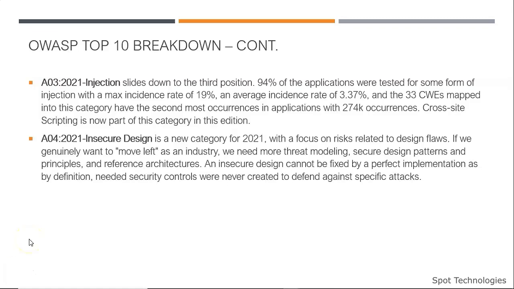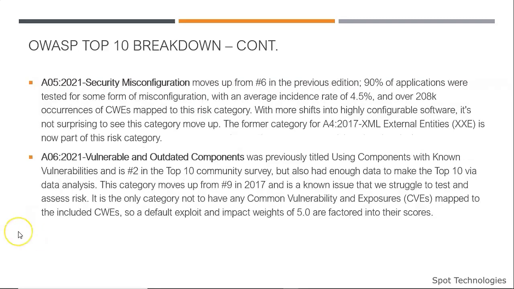A04 2021 Insecure Design is a new category for 2021, with a focus on risk related to design flaws. If we genuinely want to move left as an industry, we need more threat modeling, secure design patterns, and principles and reference architectures. An insecure design cannot be fixed by a perfect implementation, as by definition, needed security controls were never created to defend against specific attacks.